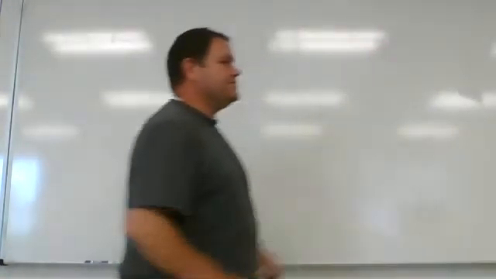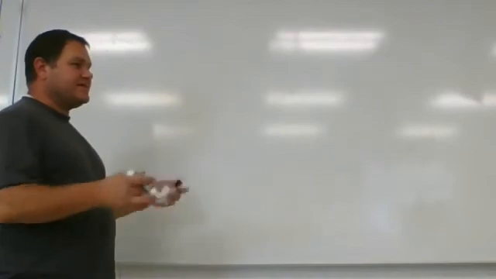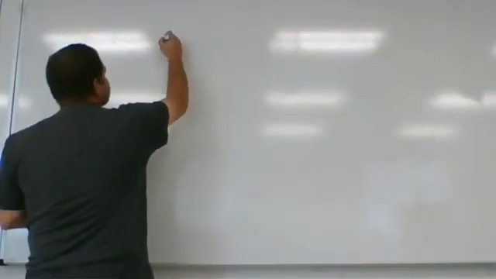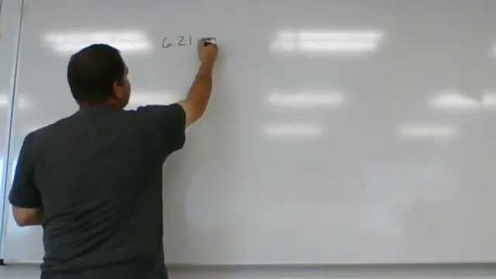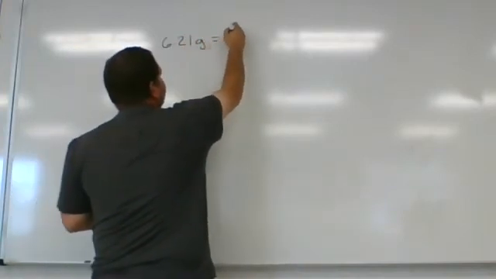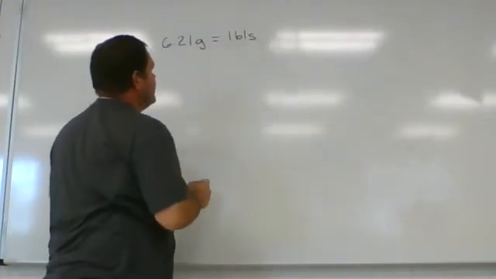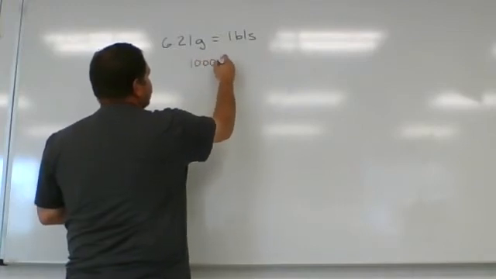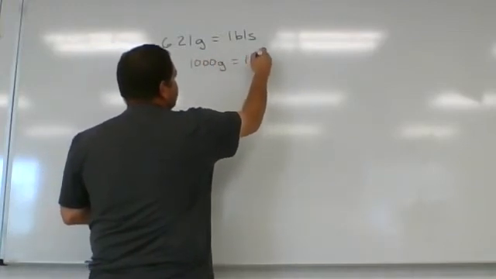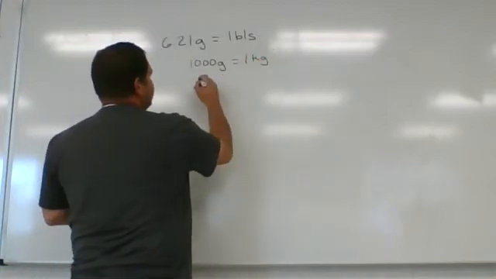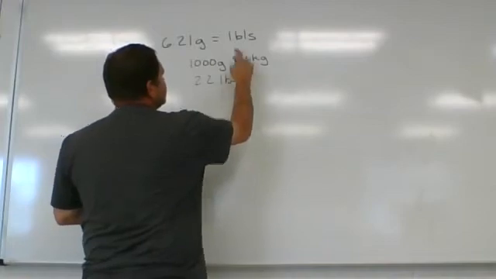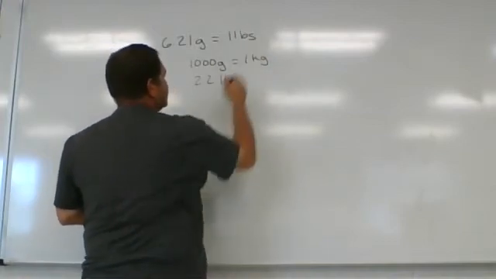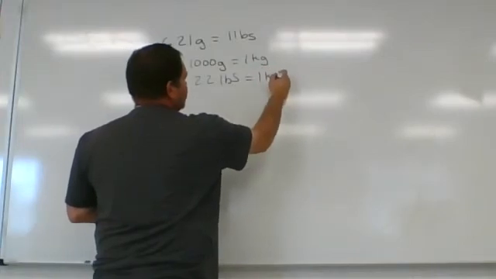All right, so let's combine some things we know into another problem. Let's say we have 6.21 grams, and we want to convert that into pounds, okay? So what we do know is there's 1,000 grams is equal to 1 kilogram. That's one conversion factor. And we know that there are 2.2 pounds is equal to 1 kilogram, okay?